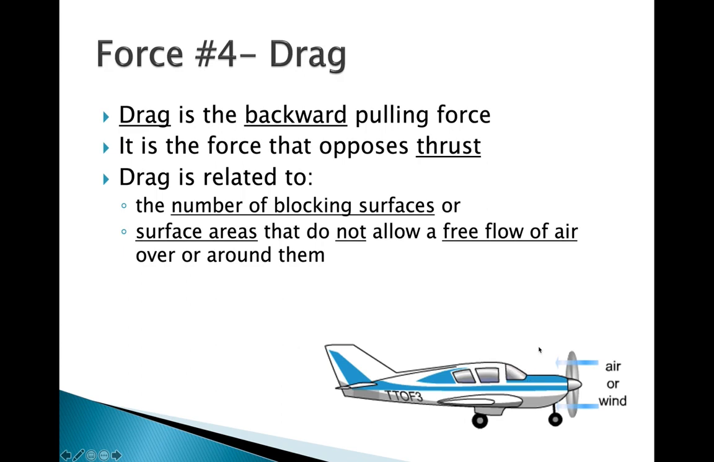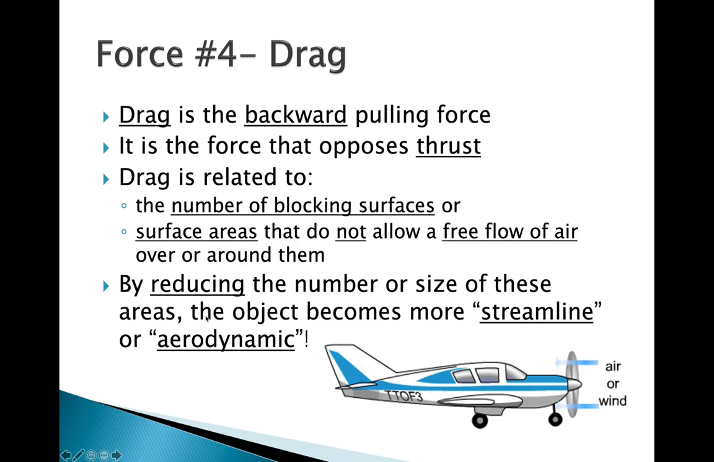Imagine we had a hook going this way. It's catching the air like a parachute. Would that allow air to freely flow past it or around it? No, right? It would catch it instead. That's why everything here is looking pretty sleek. This is what engineers would be trying to do when they're designing aircraft or anything that has an aerodynamic design. By reducing the number or size of these blocking surfaces, the object becomes more streamlined, or more aerodynamic, which makes them look fast and cool.